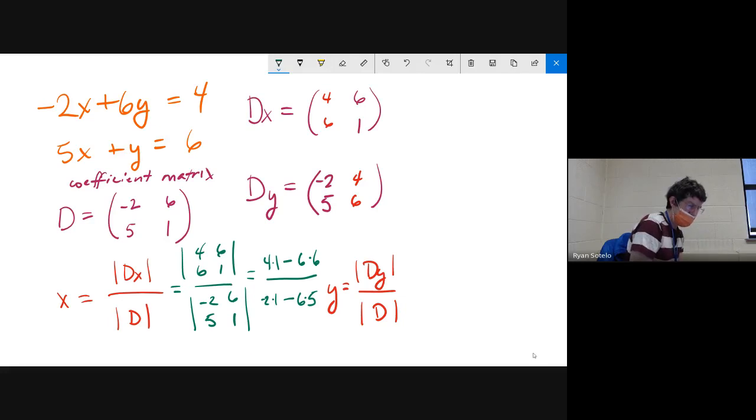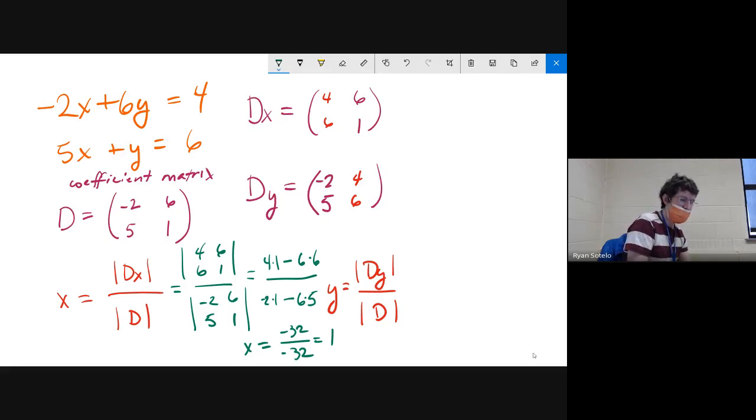And so I would get that x has to be equal to, what is this? 4 minus 36. So I'm going to get a negative 32 on top. And on the bottom, I'll have negative 2 minus 30. So I get a negative 32. So x is equal to 1 in this case. Is that okay? You guys follow that?